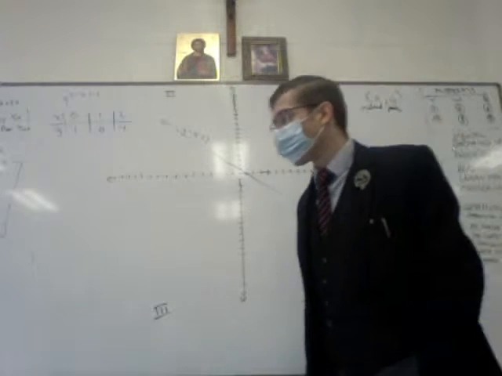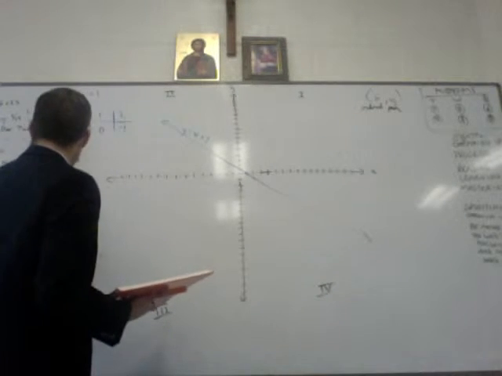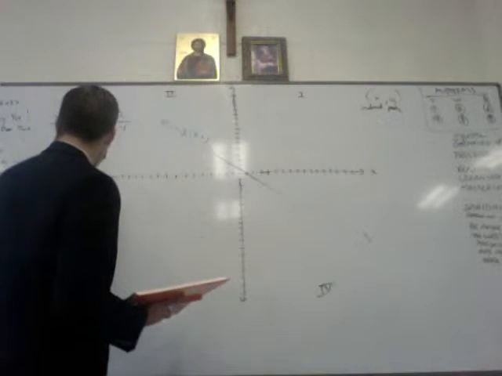All right, let's do B. What color do we want to use for B? Calvert, Stewart, or Washington? Calvert, all right. For B, we're going to do Calvert. Y equals negative 1/3 x plus 2.